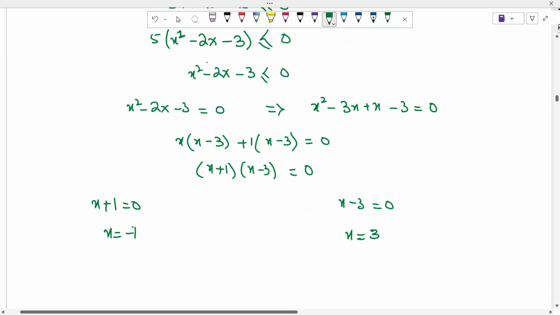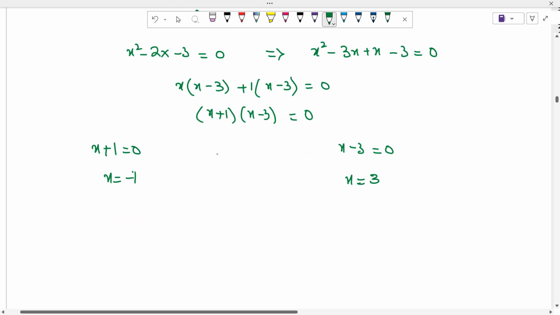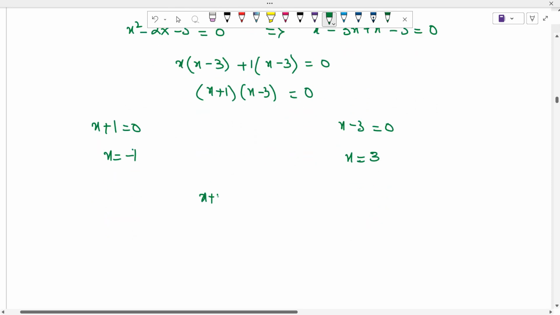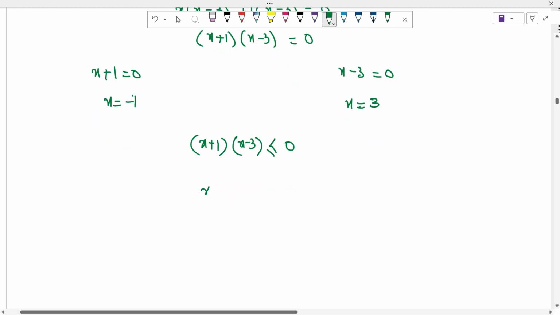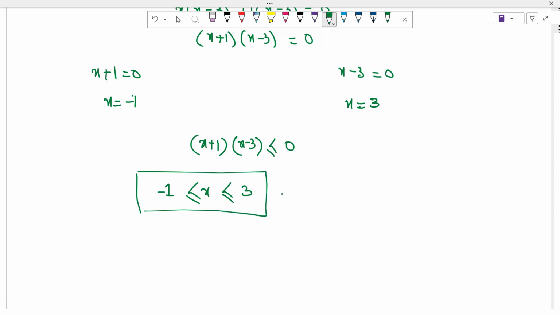So this quadratic function is less than or equal to 0. So we can see that (x plus 1) times (x minus 3) is less than or equal to 0. So in this case, we can say that x is less than or equal to 3 and greater than or equal to negative 1. So this is the solution of the given inequality.